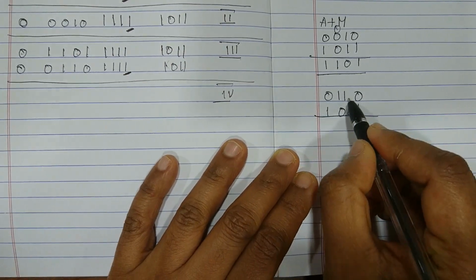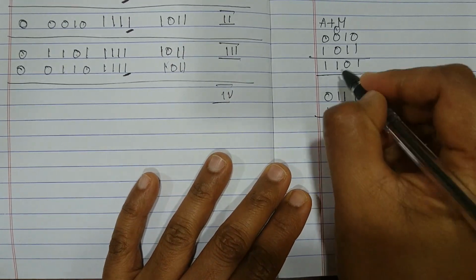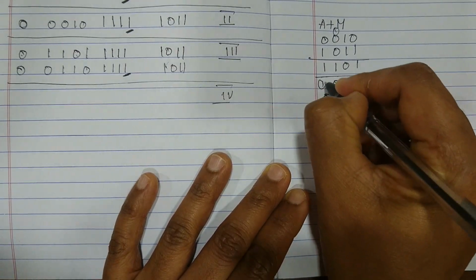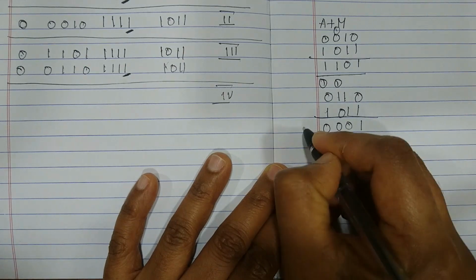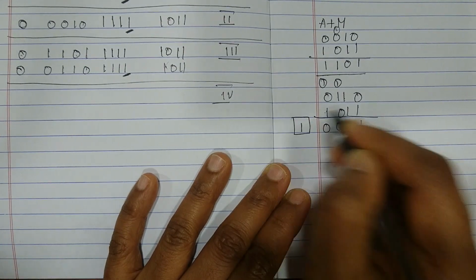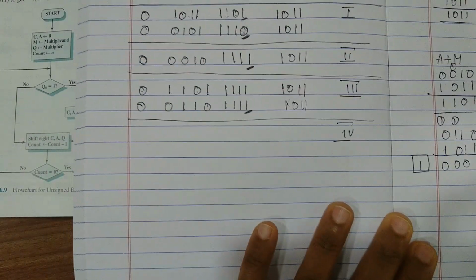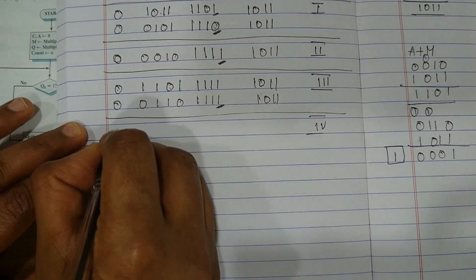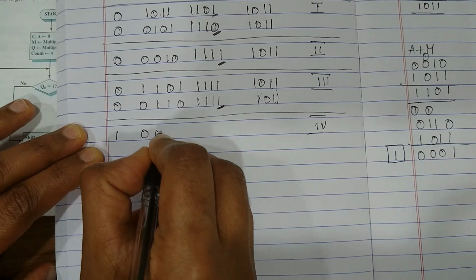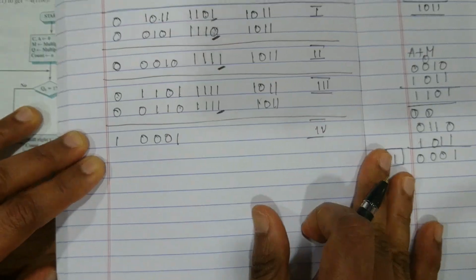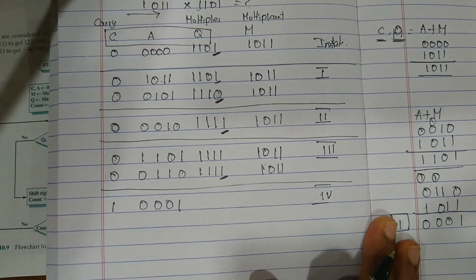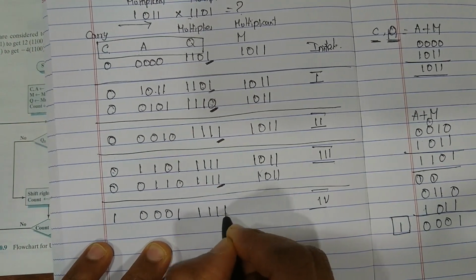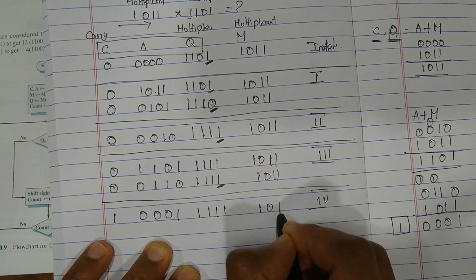When you add 1 and 1, you get a 0, you have a carry. 1 and 1, you get a 0, you have a carry. Again 1 and 1, you get a 0, you have a carry. So this is your carry bit. You got a carry now. So carry is 1. The A is 0, 0, 0, 1. And the Q is, write it as it is, and the M is, write it as it is.